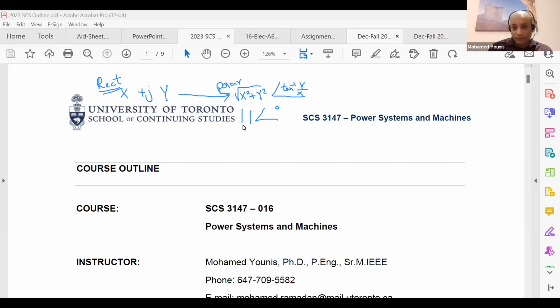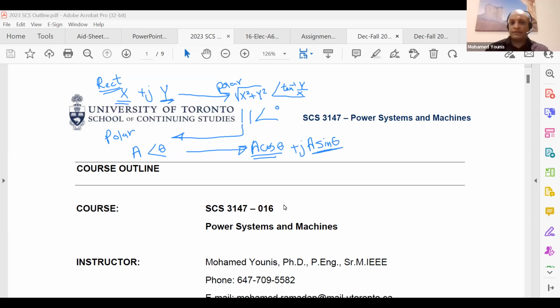If you want to move from polar to rectangular form, let's say the magnitude is A and the angle is theta. Now you have it in polar and you want to go to rectangular. The real part is A cosine theta, similar to x, plus j A sine theta, similar to y.